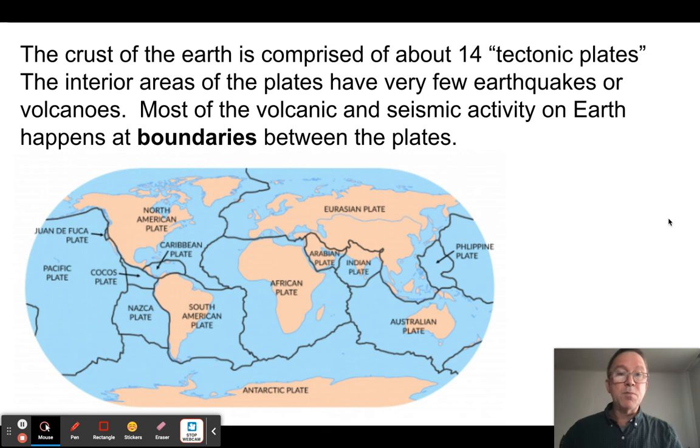Now, there's 14 of these plates. You don't need to know the names of them, but you do need to know a little bit about the different types of boundaries between them. There's 14 of them. They're in constant motion. You do need to know that the interior of these plates tend to be free of earthquakes and volcanoes for the most part. Most of these earthquakes and volcanoes are going to happen at these plate boundaries.